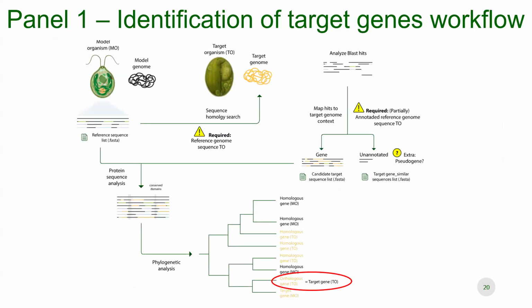And this is actually the central scheme in panel 1 for the identification of target genes. So you can see how we go from model organism to target organism, which are the requirements, how to generate reference genome sequences for target organisms, how to identify pseudogenes, and so on, how to build a phylogenetic tree of your target gene. So this is all explained, and all protocols are available there.